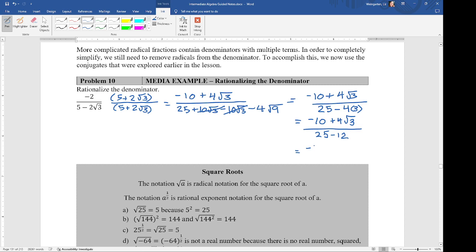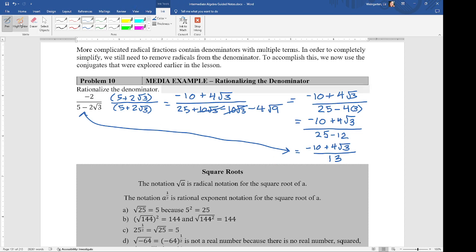And finally, our solution, negative 10 plus 4 times the square root of 3 over 13. I would have never guessed rationalizing the denominator would turn this into this. They look like two completely different equations, or two different statements, I should say, but they are actually equivalent. And the second way is the correct way to write it. So the moral of that story is that you really can't guess what's going to happen.